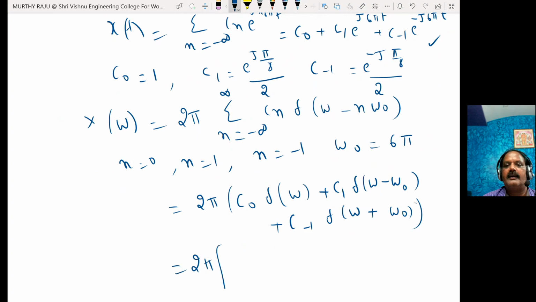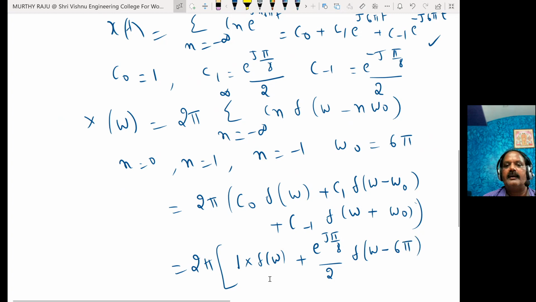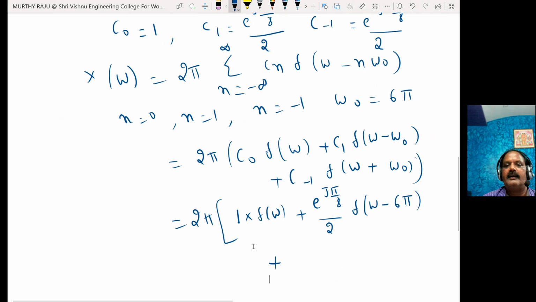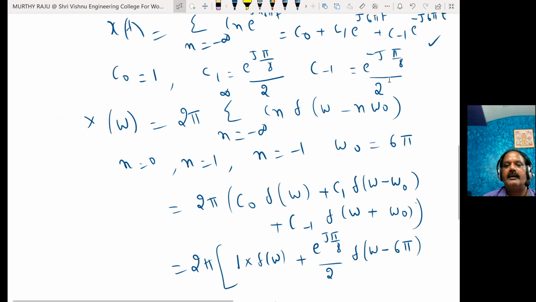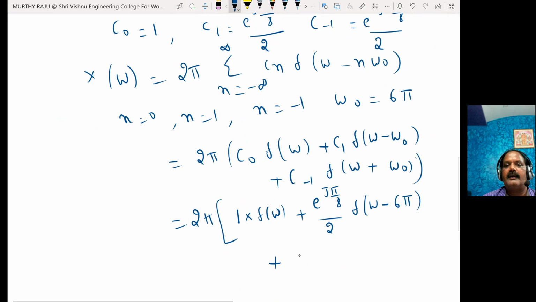2 pi into C naught value, and C naught value is 1, so 1 into delta of omega. Then C1 is e power j pi by 8 by 2 into delta of omega minus omega naught, where omega naught is 6 pi, plus C minus 1, which is e power minus j pi by 8 by 2, into delta of omega plus omega naught, where omega naught is 6 pi.